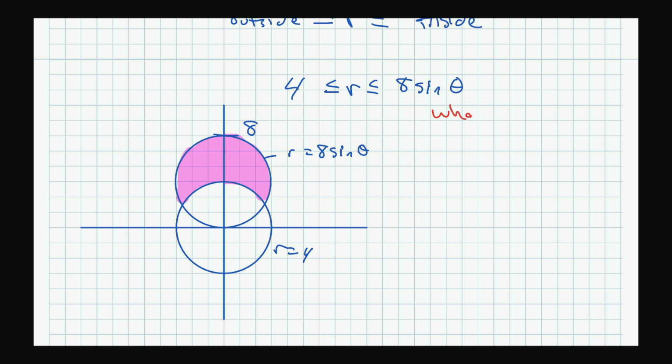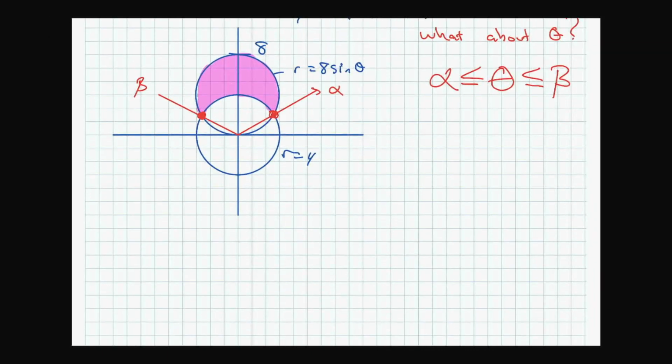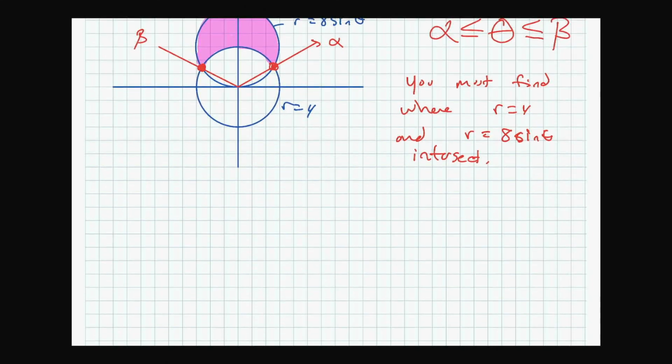So theta is in between two values here. Let's say I'll call them alpha and beta. You have to figure out this theta, and you got to figure out this theta. And so basically, you need those intersection points in order to set up this integral. So you have to figure out where r equals 4 and r equals 8 sine theta intersect. It's not that hard. Just set them equal to each other.